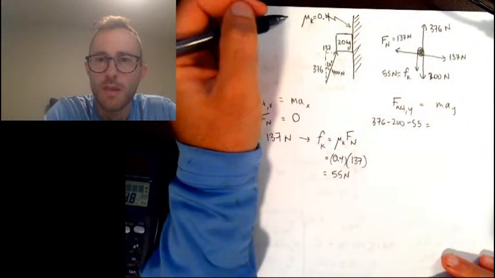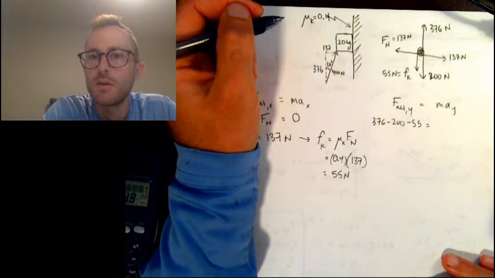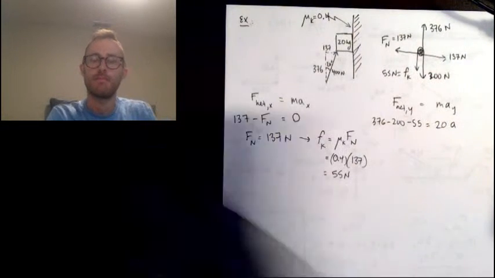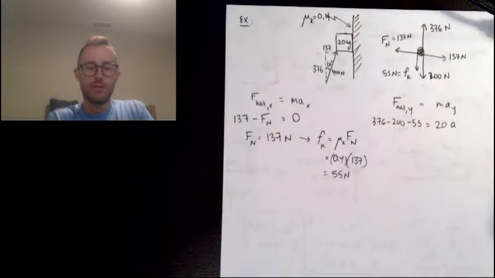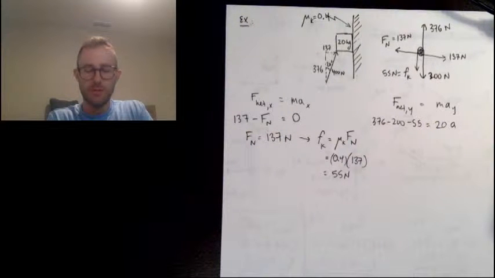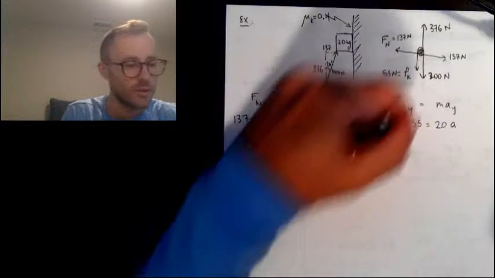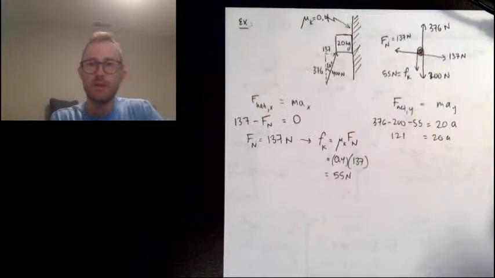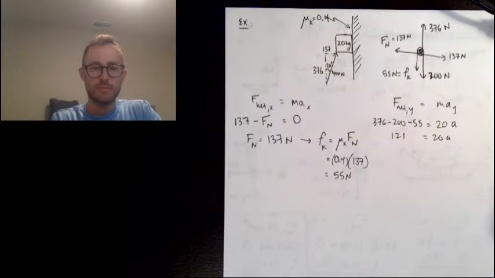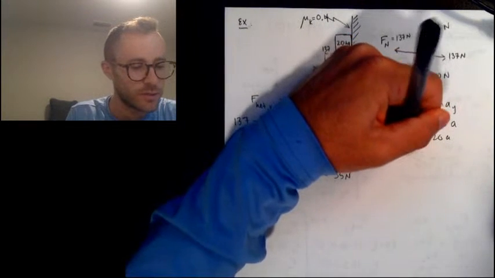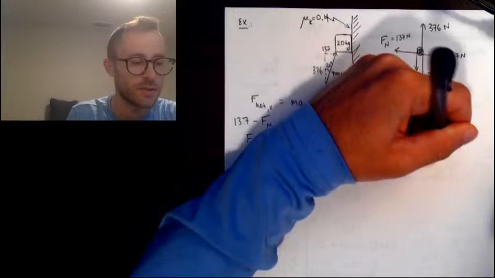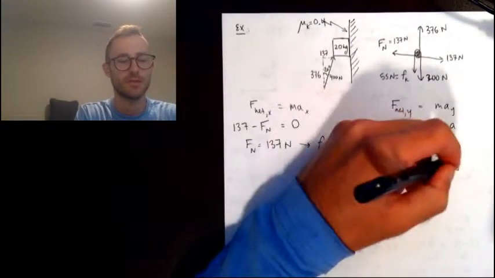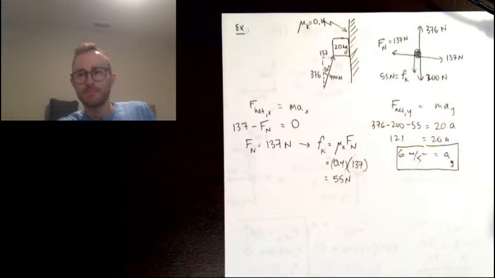Equals the mass, which is 20, so that equals 20A. 376 minus 255 is 121, equals 20A. Divide both sides by 20, and I get 6 meters per second squared is the acceleration of this box up the incline. That's an acceleration in the y direction.